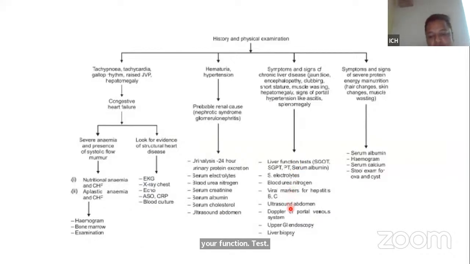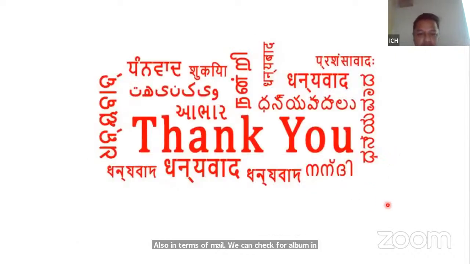We can also do ultrasound abdomen, and GI endoscopy will be required if a patient of anasarca with suspected liver disease presents with hematemesis. Also, in symptoms of malnutrition, we can check for albumin, complete blood count, calcium, and we can examine stool for ova and cyst. Thank you.